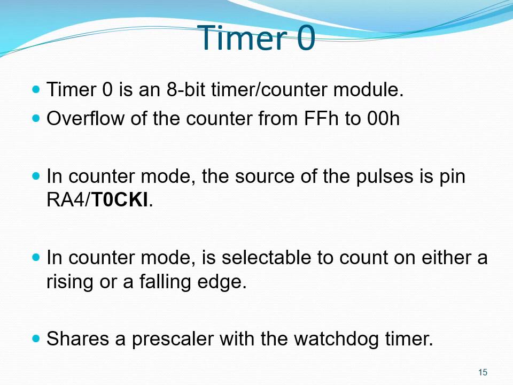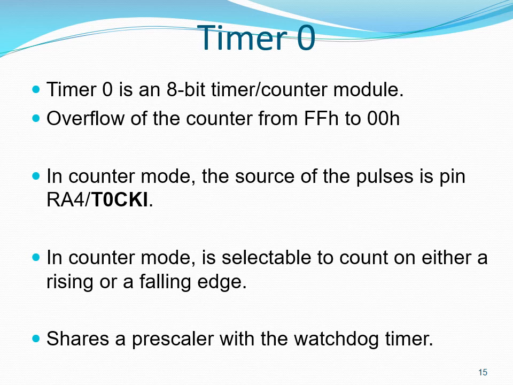Timer 0 can operate either in the timing mode or in the counting mode. It is an 8-bit timer, meaning that it can count from 0 up to 255. In other words, the timer overflows when the timer register gets to the value 255. In hexadecimal, this value is FF.